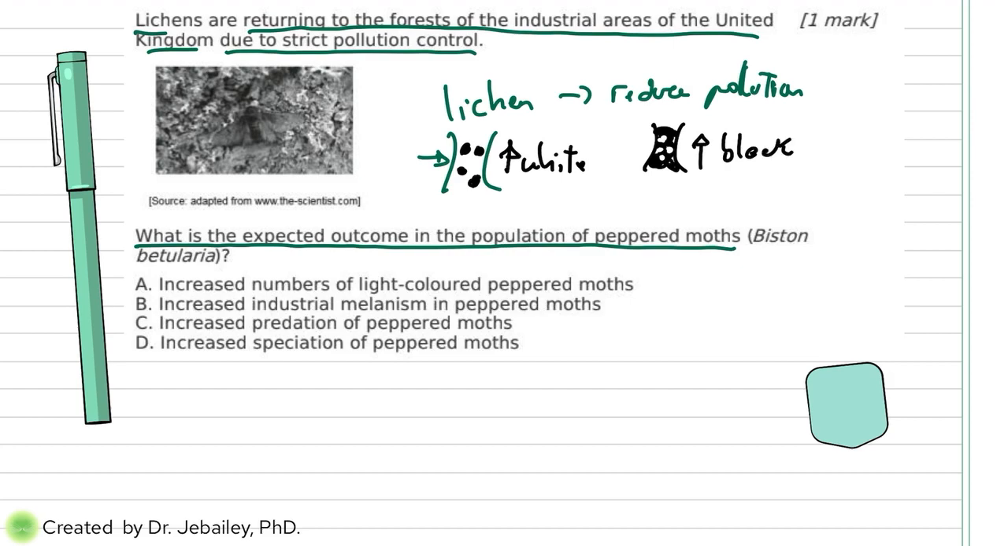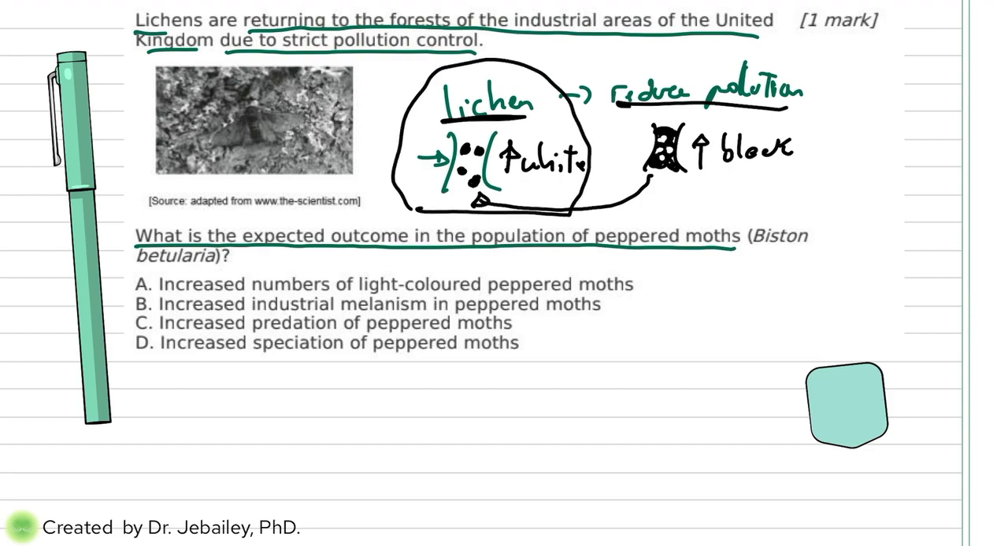So in this case, the lichen is coming in to reduce pollution. If you're reducing pollution, that means you're going from a black tree to a white tree. Right, we talk about the trunk. So what's going to happen here? If you go back to this scenario, you're going to see there's going to be a rise in the white moths. Why? Because they're going to be hidden in the white trunk.